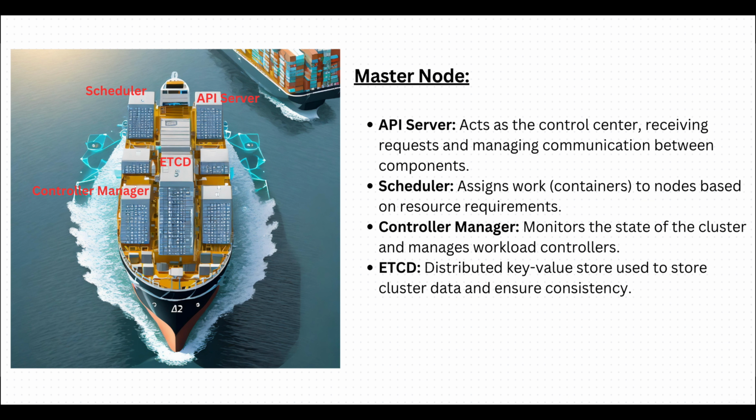The very first component that we are going to talk about is the API server. In Kubernetes terms, the API server acts as the central control point, similar to the captain's cabin on the lead ship in the fleet. It receives requests from the users and other components, acting as a single point of entry for all the Kubernetes API calls.